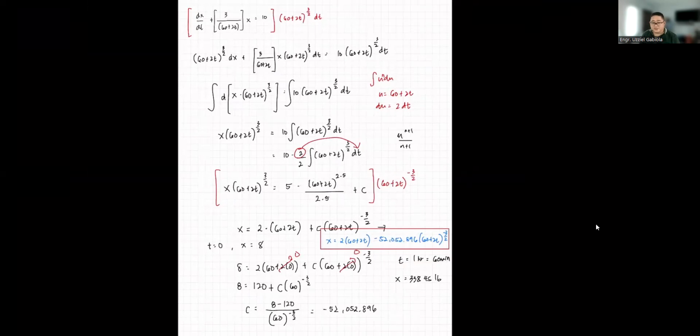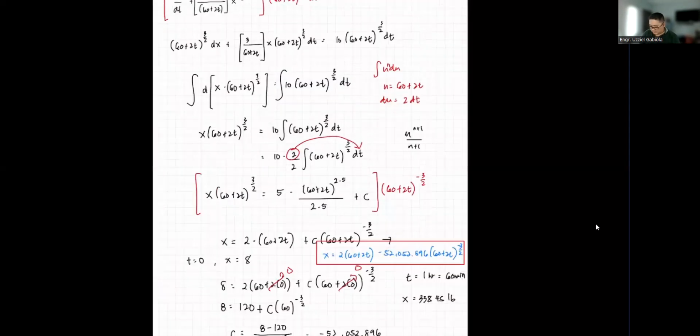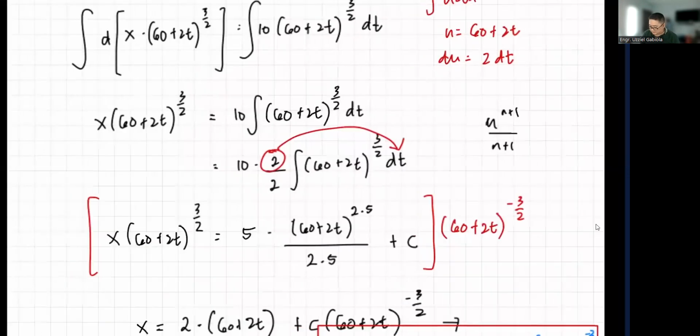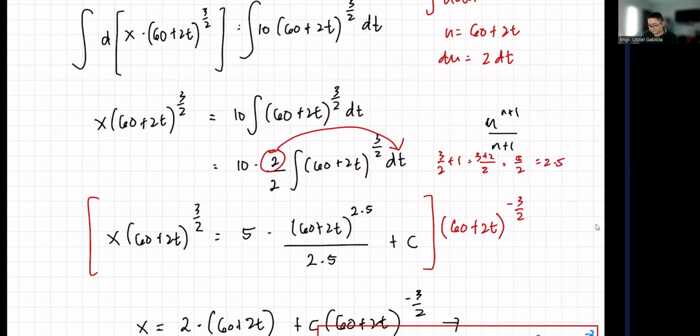Okay? Question po dito sa second example. Sir, may tanong po ako. Paano po kaya naging 2.5 po yung power po nung 60 plus 2T po? Okay, ito. So 3 halves, no? So dito, di ba pag i-integrate natin, magiging siyang 3 halves plus 1. Okay? So 3 halves plus 1 is 3 plus 2 over 2. So that is 5 halves or equals to 2.5. Salamat po, sir. Okay?